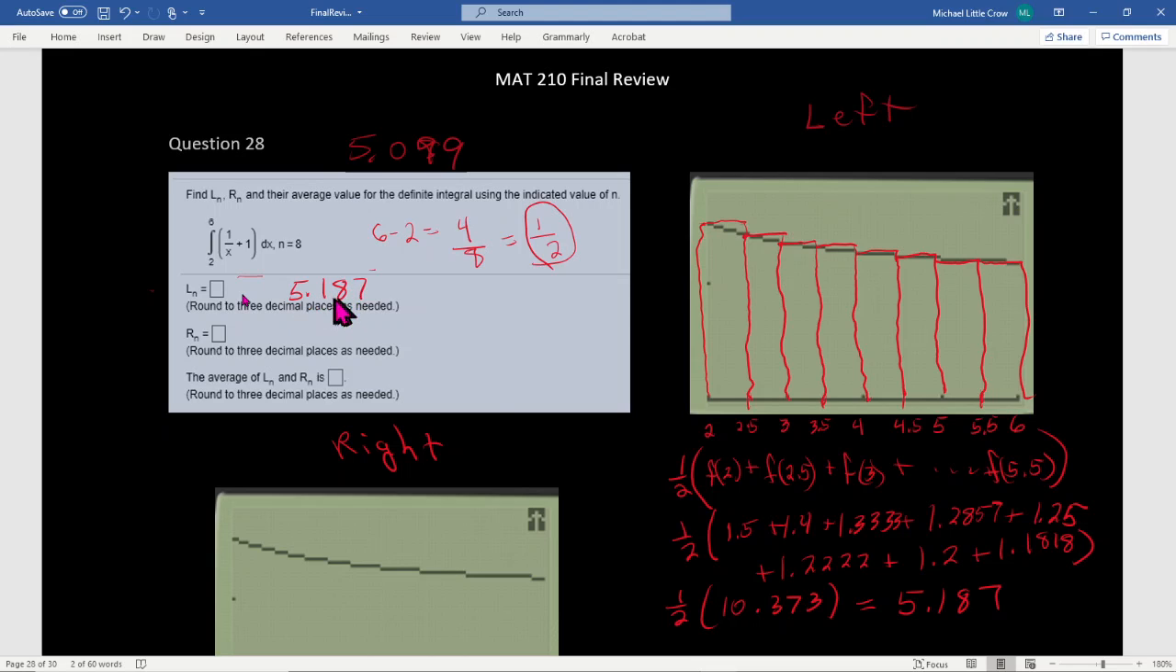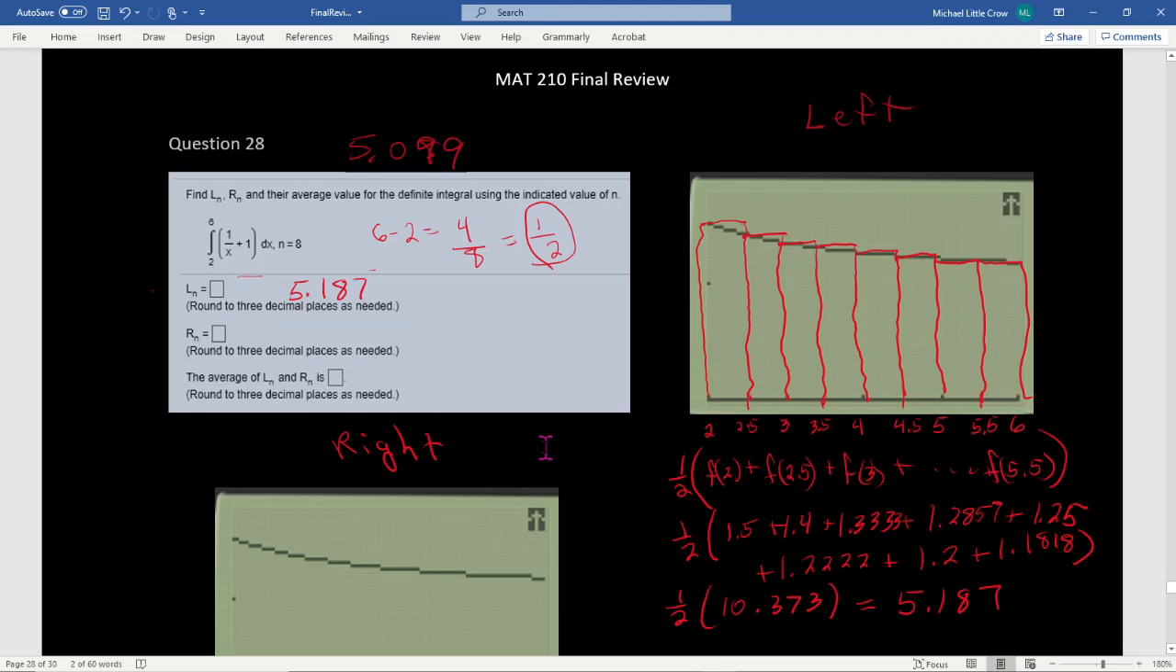So, we're close. We're a little overestimate, as we were saying. And we'll see probably the right side will be a little bit of an underestimate. And then when we average it, we'll probably come very close. I bet you it'll be about 5.1 that we end up with as our average.